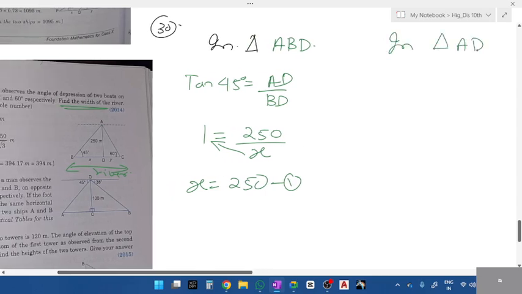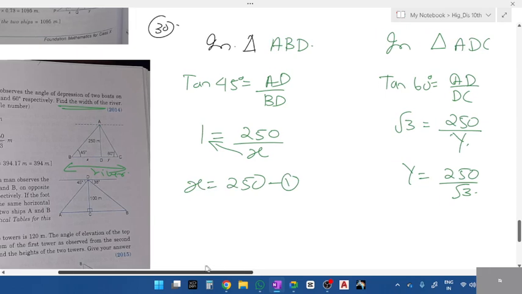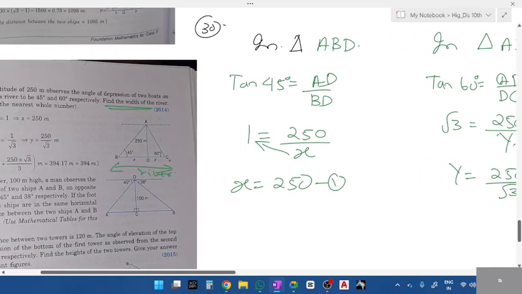In triangle ADC, tan 60 is equal to, what is opposite? AD divided by DC. What is tan 60? Root 3 is equal to, yes, unmute students, AD divided by Y. What is Y? 250 by root 3.